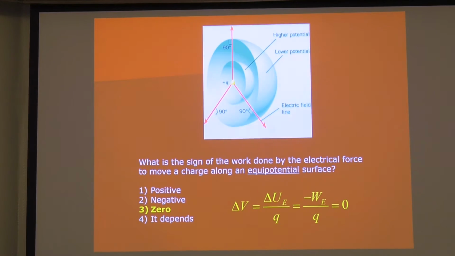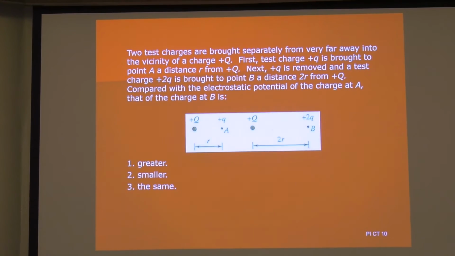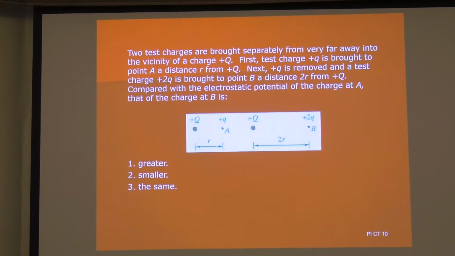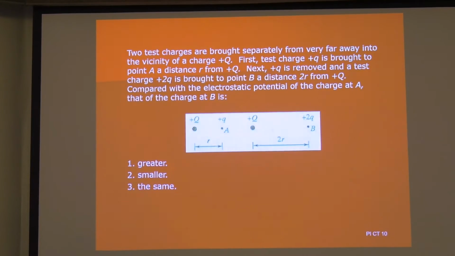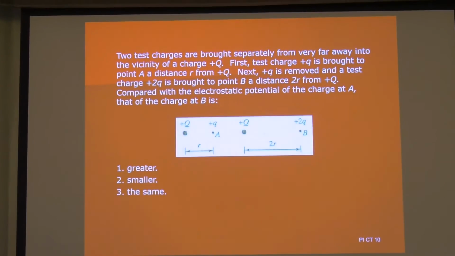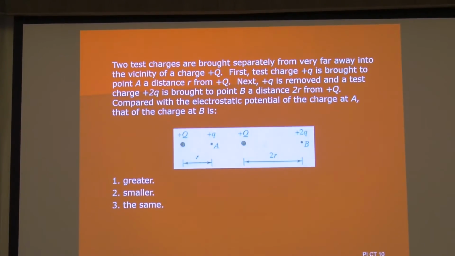The work done by the electrical force to move along an equipotential surface is 0. It's super important. So here's another question for you. Everybody pause your video and answer it, please. Okay, let's go over it.